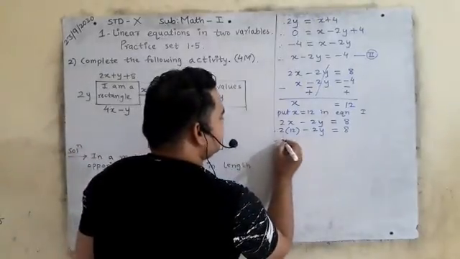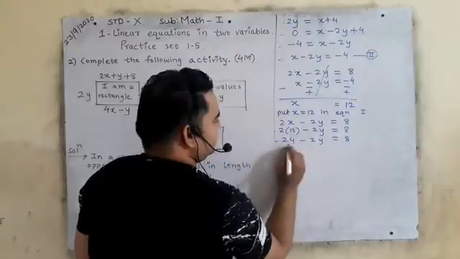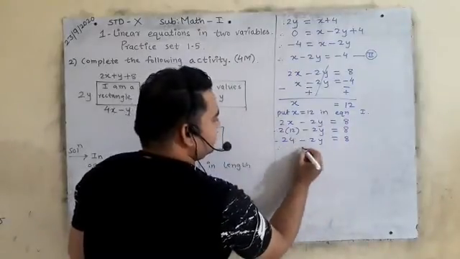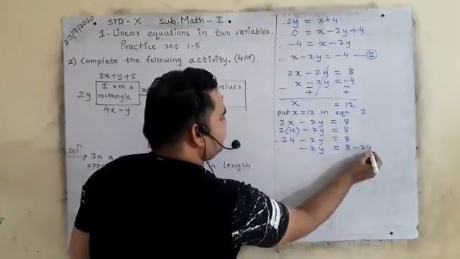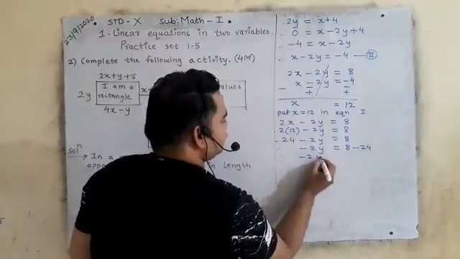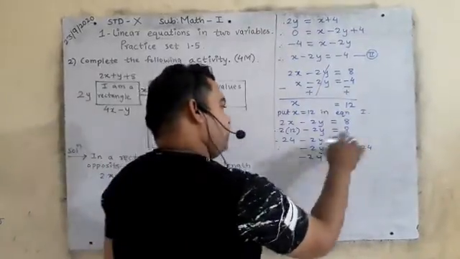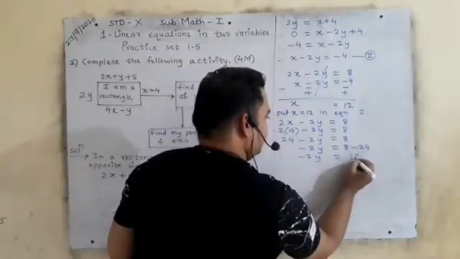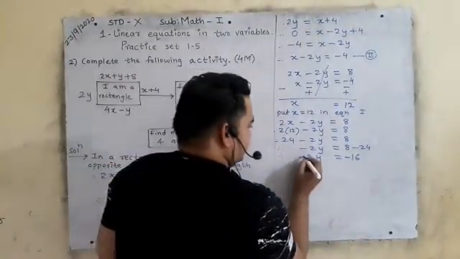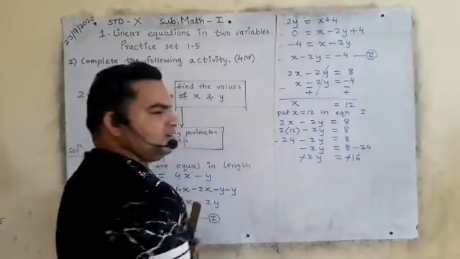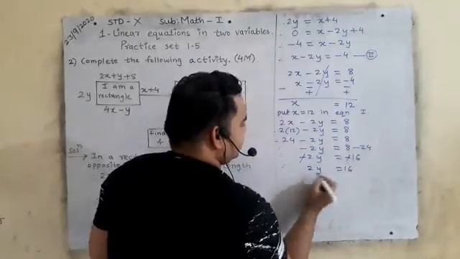Now 2 12s are 24 minus 2y is equal to 8. This 24 will go to that side, right? So it will be minus 2y is equal to 8 minus 24. Is 8 minus 24 possible? No. 24 minus 8 is 16. But the bigger number was negative, so the answer will be minus 16. This minus and this minus you can cancel, right? So what is left? 2y is equal to 16.